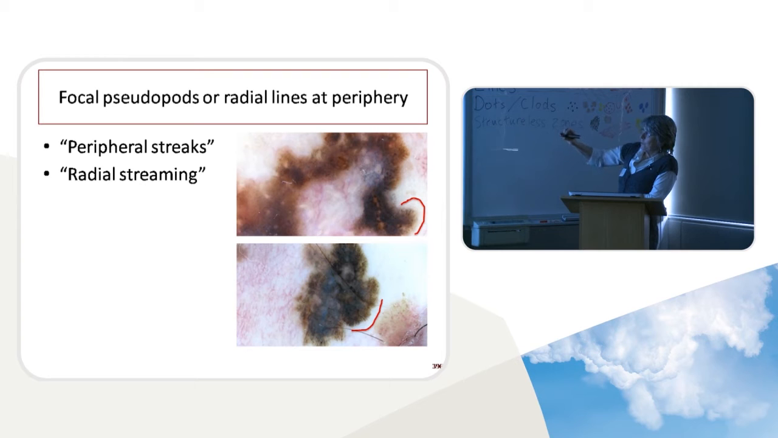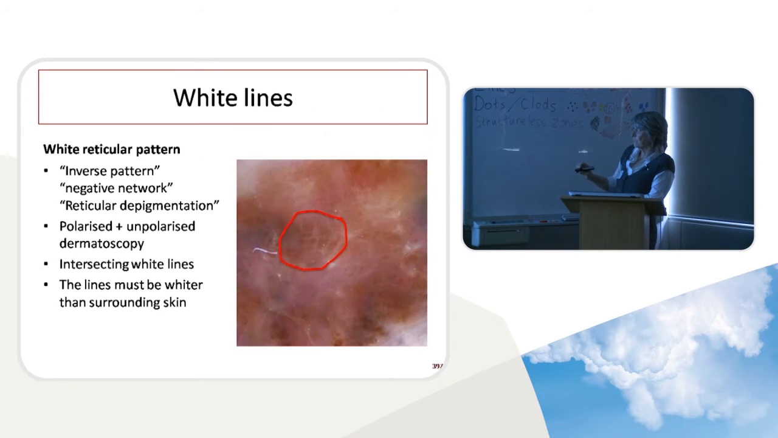The next clue is focal pseudopods or radial lines at the periphery. That's a bit the same as this one, but it does include things that don't quite fit into the round structures. So these are elongated structures.